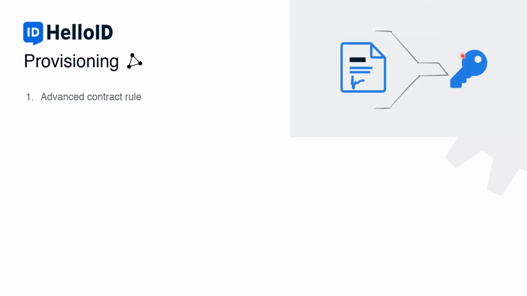Okay, provisioning. We have 3 new items. We now have the advanced contract rule. So this is a new element in the business role where you can set business role scoping on every attribute in a contract. That was only available, I think, on department and title, but now you can set it on every attribute in the contract.